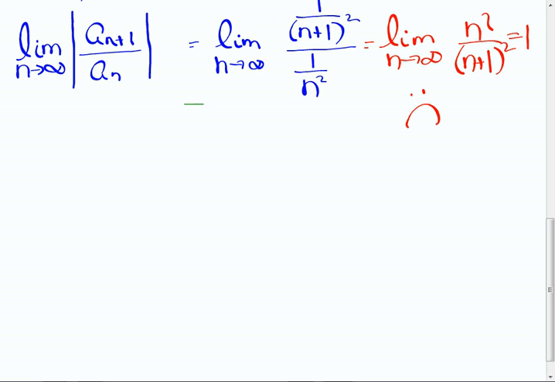So for the harmonic series, a sub n is 1 over n. Again, I'm going to ignore the negatives. So would the alternating harmonic work? No, because it's not absolutely convergent. So it's 1 over n plus 1, and it's 1 over n.